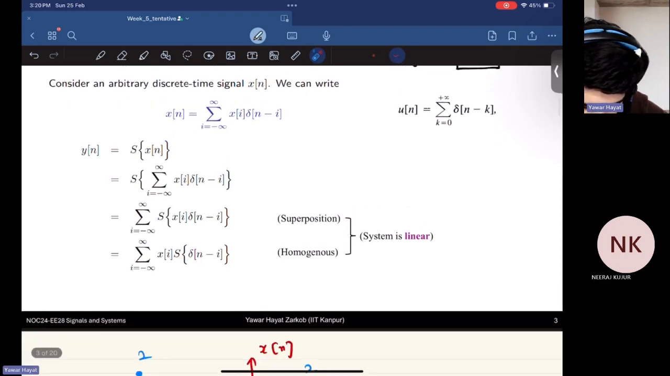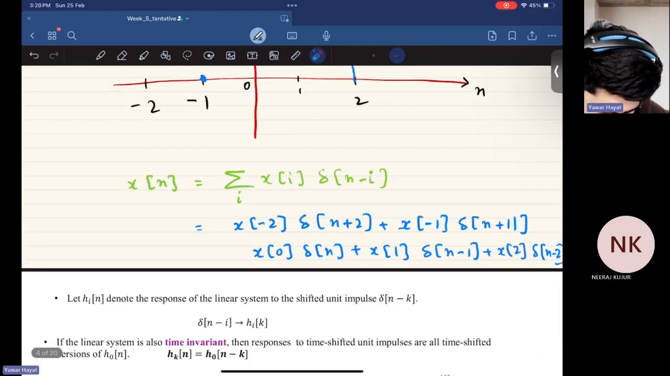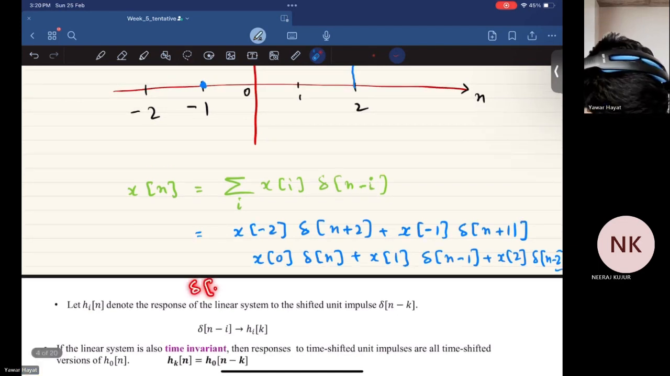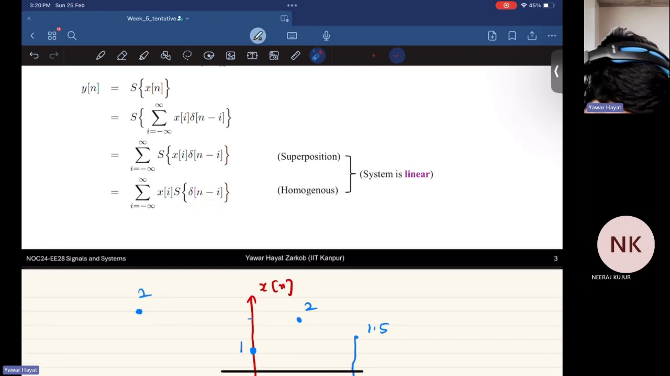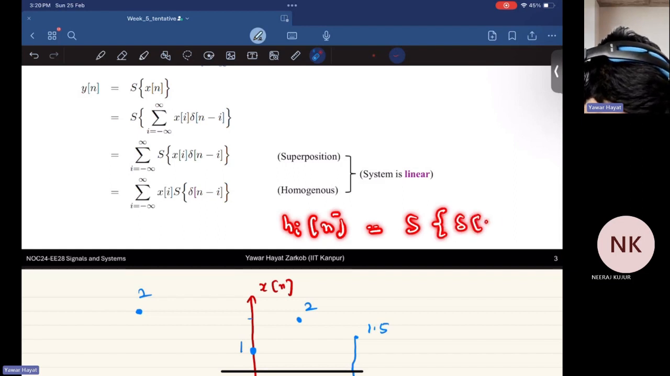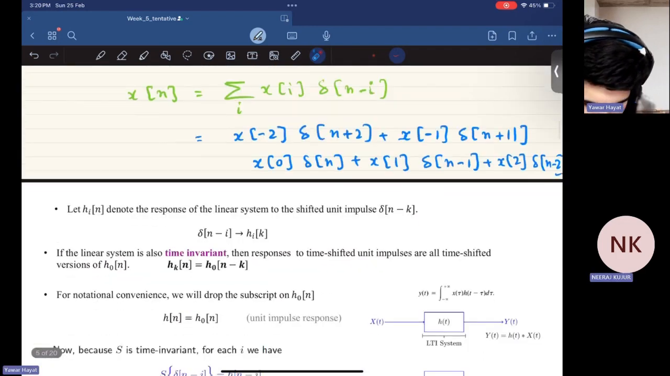Okay, sir. So what I'll do is I'll denote that by h_i of n, such that this is the output to delta of n minus i, right? I'll denote this by h_i of n, such that this is when the system acts on this delta of n minus i. Okay, so this is notation.